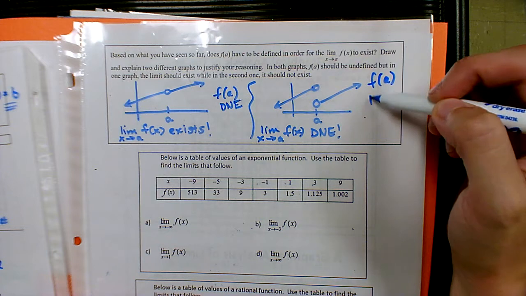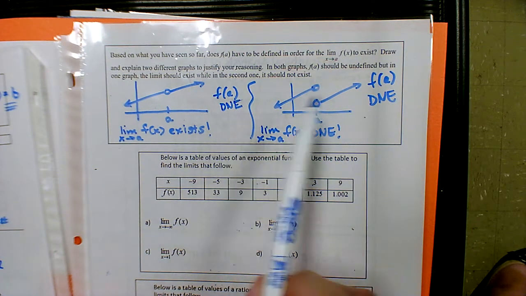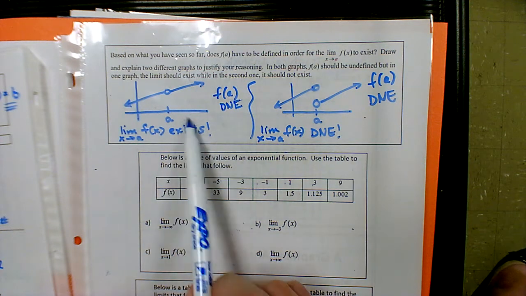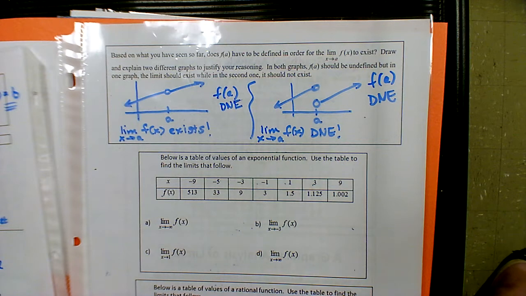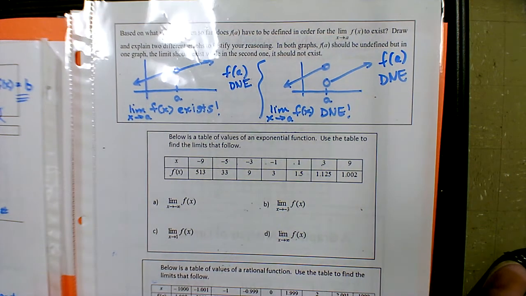So here's what we've got to be careful about. In both cases, notice how the point doesn't exist, but depending on what your graph looks like, the limit might exist, or it might not. Okay? The whole idea of a limit is that as you come in from the left and the right, you're meeting up at the same point. Okay? Let's try another table of values example.